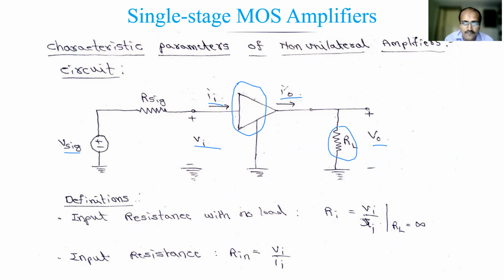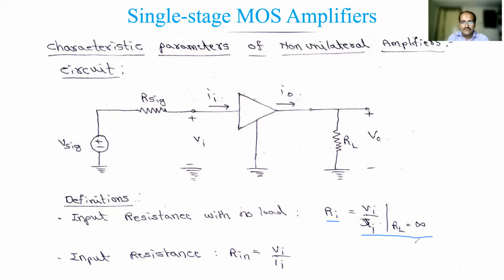So now we'll define a number of parameters here. Whether this R signal or V signal is connected or not, or RL is connected or not, in that case how we define the same parameters, 4 different parameters we have defined. Now we will do it in 2 different sets. So first one, input resistance with no load. We denote it as Ri, which is given as Vi by Ii when RL is equal to infinity. RL equal to infinity means no load. The load is not connected. The path is not there, so it is infinity.